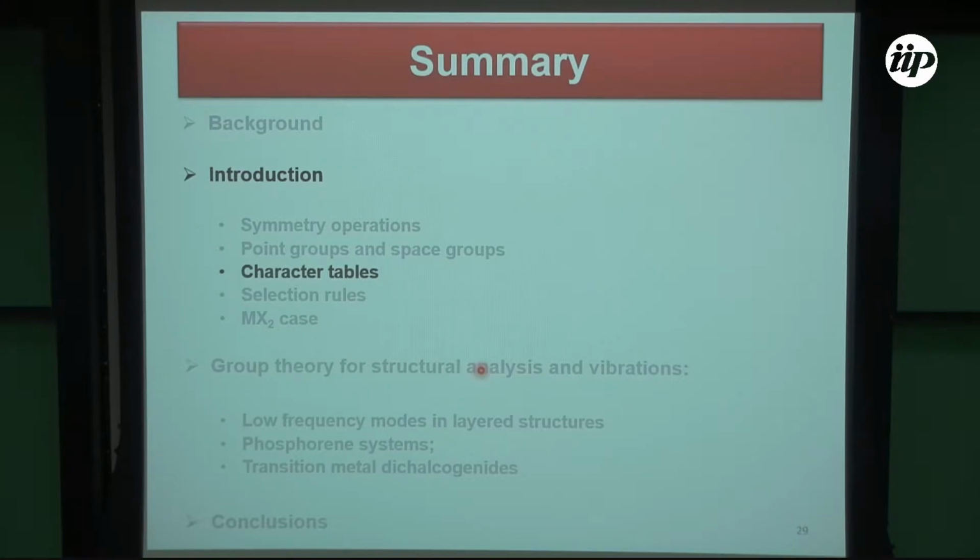Okay, so the character tables. If you look at a group theory book, you have to know what the group is. So you analyze the symmetry of the system. If it's a molecule, you just go to the molecule. If it's a crystal, you go to the unit cell, you identify the symmetry elements, the symmetry operations, and then you get the conclusion: this is the group I'm looking for. This molecule belongs to this group. Then the next step, you go to the character tables. You go to a book, or today you go to Google, and then you look at the character table of that group.